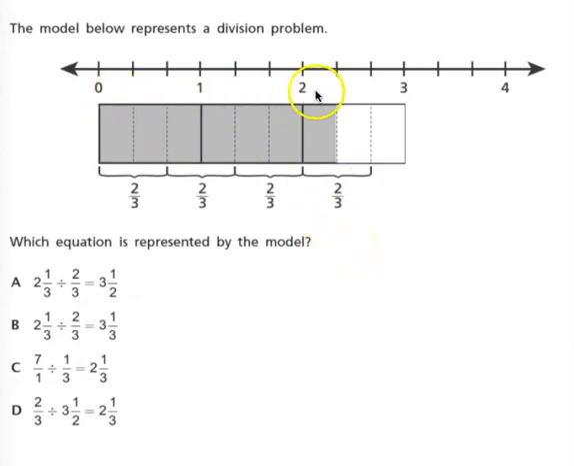If that's 2 and 1/3 and we're going to break it into 2/3, let's look at the first one: 2 and 1/3 divided by 2/3. The problem for letter A looks okay. It asks how many 2/3 we could get. That is 2/3, that's 2/3, that's 2/3, and that's half of 2/3. So it's 3.5. A looks correct.